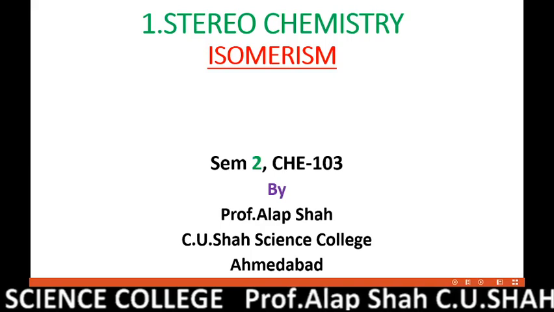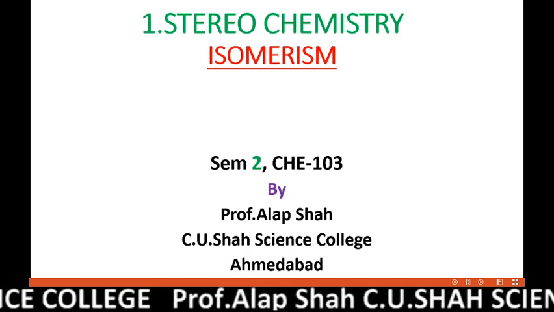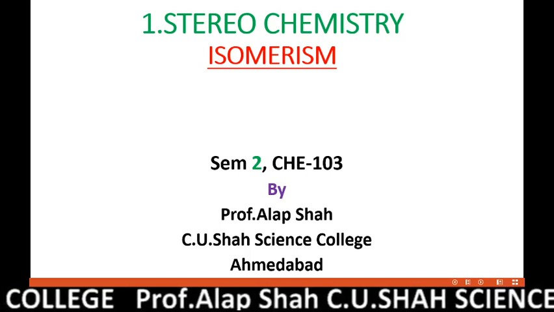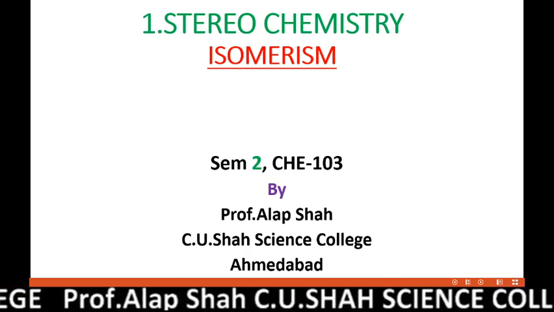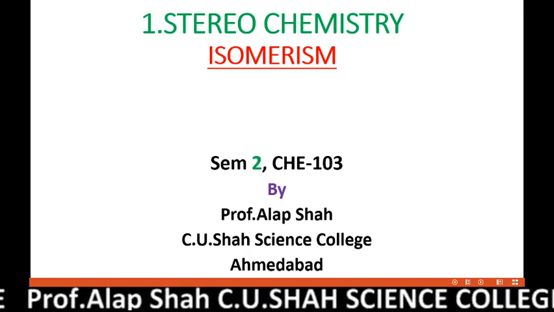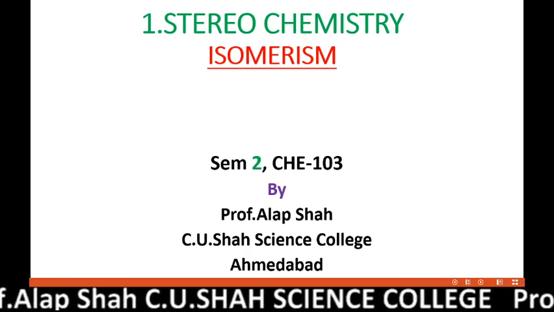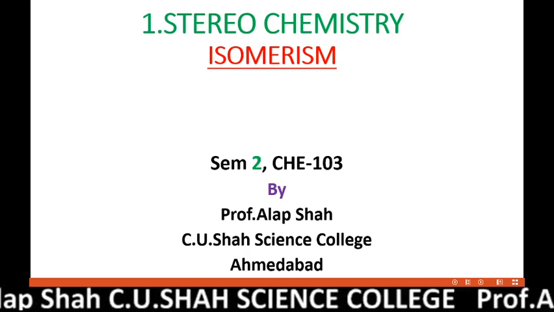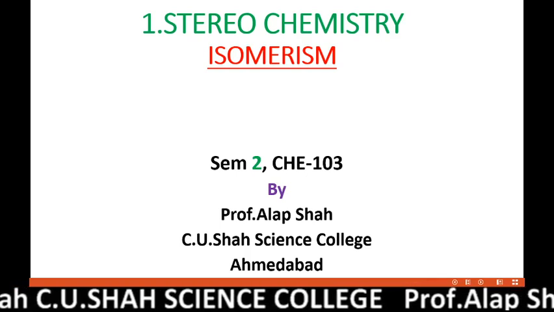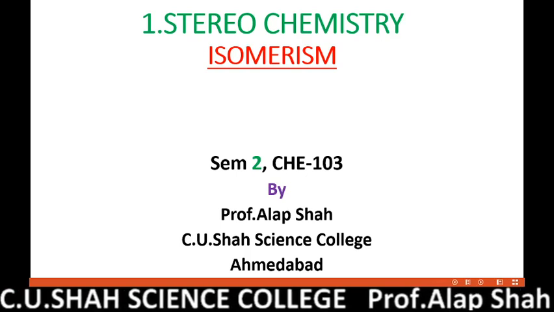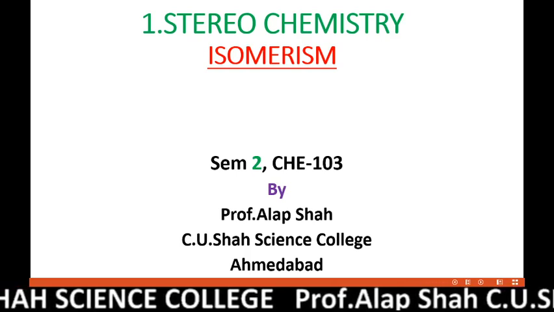In semester 2, paper number Chemistry 103, there is one unit about stereochemistry. A little bit of stereochemistry you studied probably in 12th standard. So before we start discussing this chapter in semester 2, let us brush up some of the fundamentals and some of the keywords which are very essential to understand stereochemistry. So we will discuss those terms. In this video, we will discuss different kinds of isomerism.